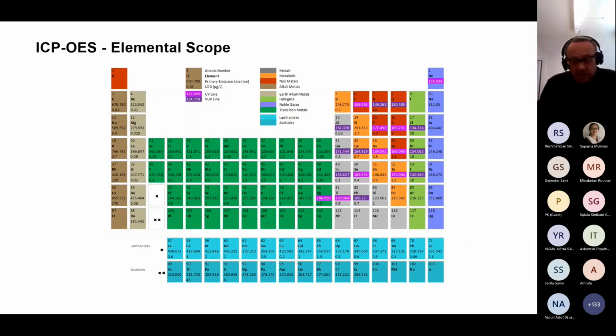The picture you see here on this slide shows the detectable elemental scope for the ICP-OES, including the primary emission lines and the achievable limits of detection using axial plasma observation, with PPB values for the majority of the 75 elements that can be analyzed. And while most of the elements have their primary emission line in the 200 to 400 nanometer wavelength range, the alkali metals require the visible spectral range, whereas certain metals, non-metals, and the halogens require access to the UV and the VUV spectral range.